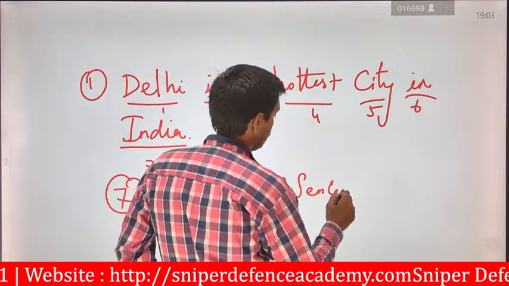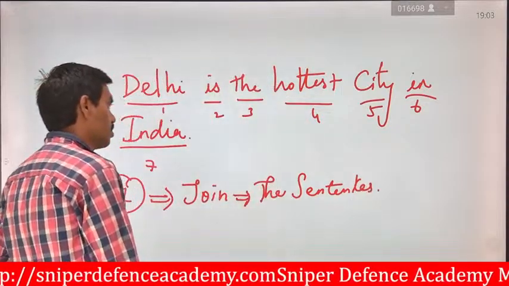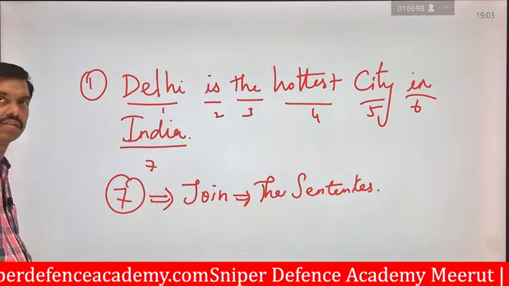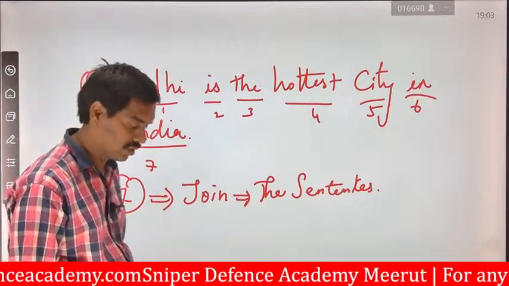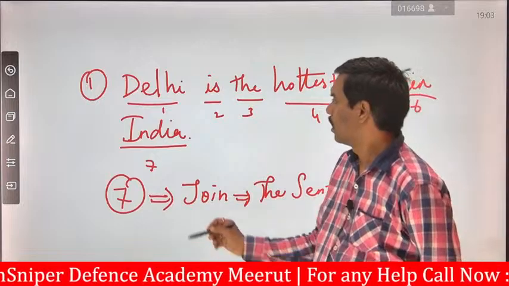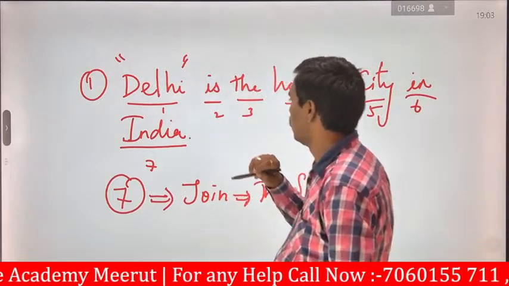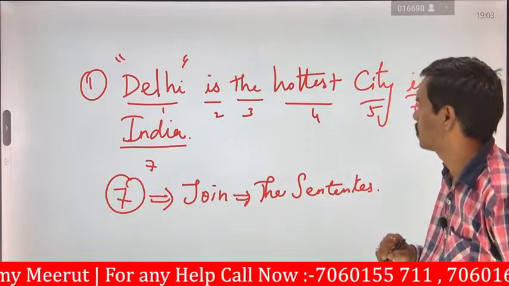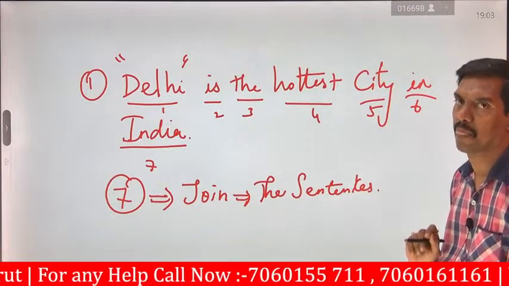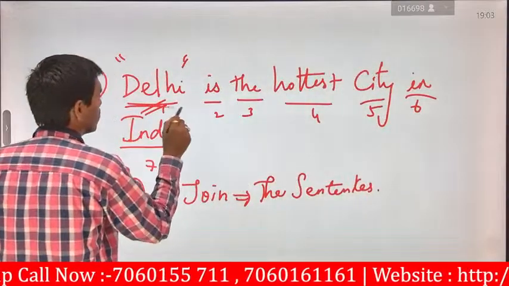Okay, so first of all, you should know how to read this. Since you are a beginner, you have to read slowly. The first one is Delhi. Delhi, generally we know, is a place. Okay, so Delhi is the hottest city in India. What is the subject here? Delhi is the subject.